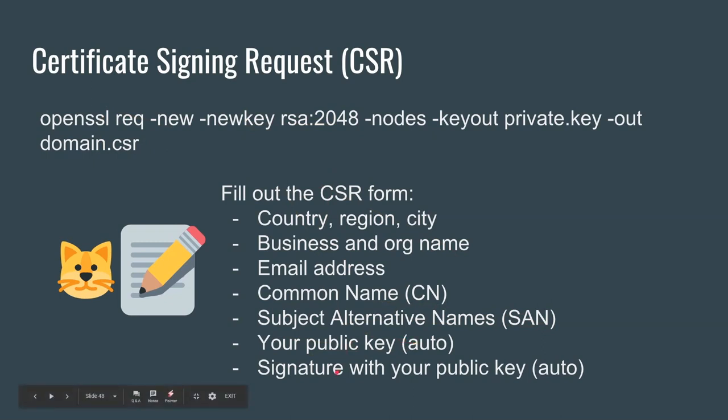And then it'll automatically generate a signature with your public key by concatenating all these other fields together and then signing it with your private key. And this is just to prove to the CA that you own the private key that corresponds with that public key that's included in here.